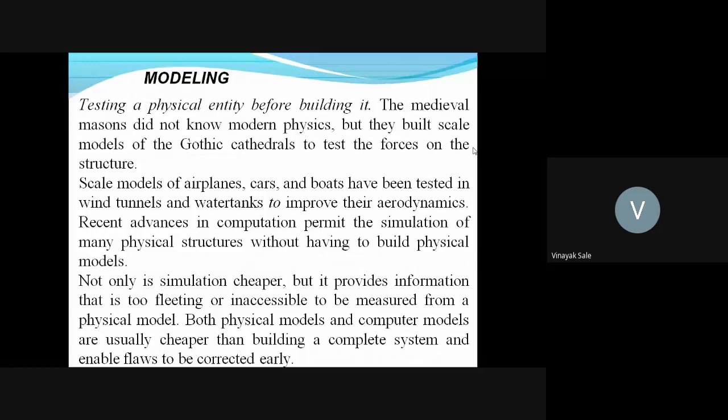Not only is simulation cheaper, but it provides information that is too fleeting or inaccessible to be measured from a physical model. Both physical models and computer models are usually cheaper than building a complete system and enable flaws to be corrected early.